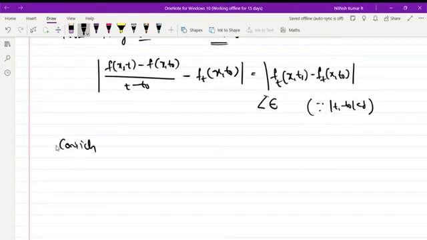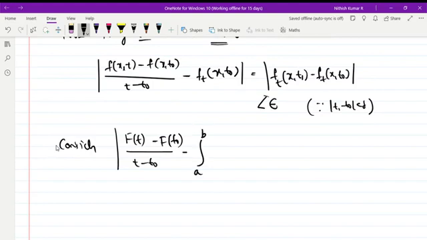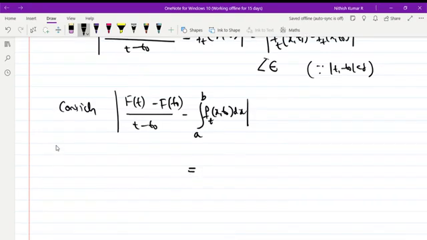So consider modulus of capital F of t minus capital F of t naught, divided by t minus t naught, minus integration a to b f suffix t of x comma t naught dx, is equal to, now we know that capital F of t is nothing but integration a to b f of x comma t dx.